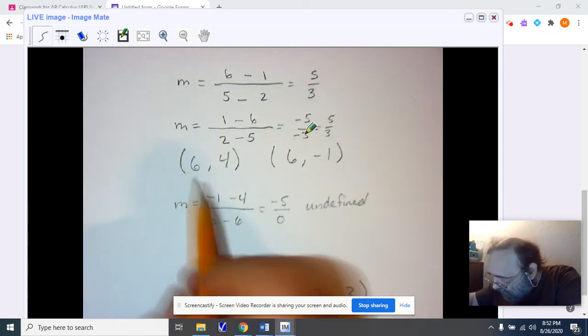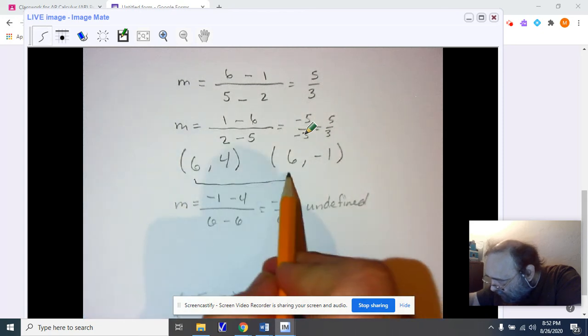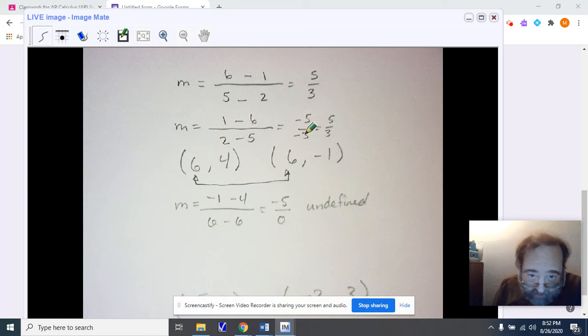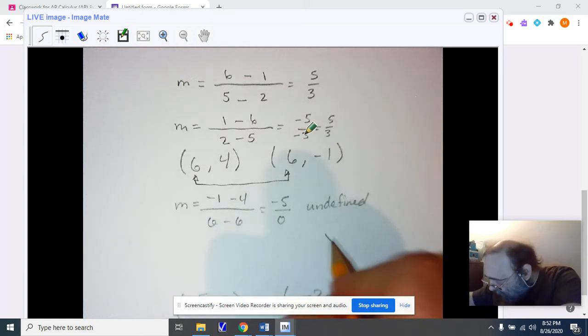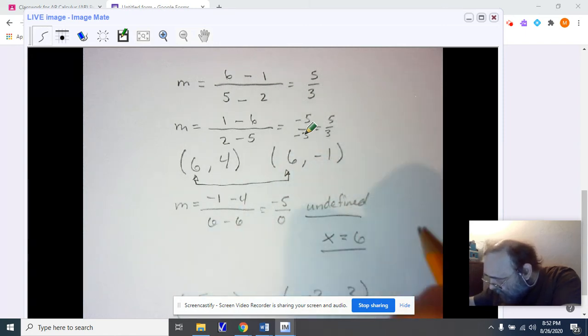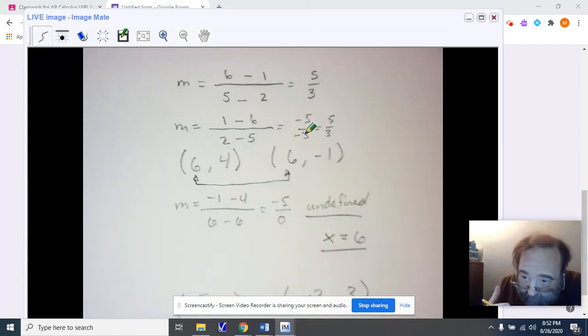Now I know that's the case because these two x values do not change. And when x is consistent, it is a vertical line, and that vertical line is now x equals 6. So I can go directly to the solutions of what is the slope and what is the equation of the line.